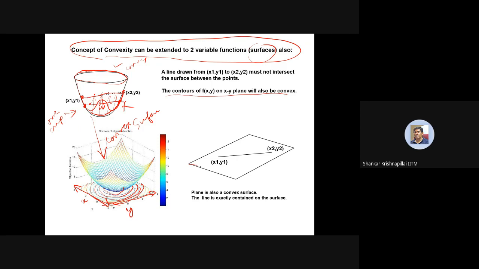Then a plane is also a limiting case of a convex surface. Earlier we saw that a straight line is a limiting case of a convex curve. So in 3 dimensions, a plane is a limiting case of a convex surface, because if you take x1, y1, x2, y2, all these interpolated points will lie exactly on the plane. It is not going out of the plane, it is lying exactly on the plane.